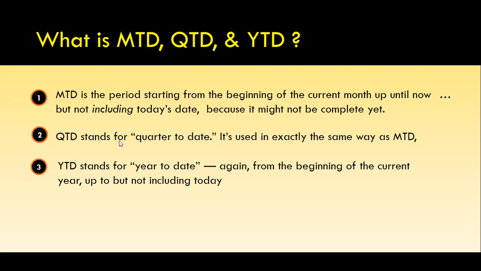And quarter to date, if he asks you, this month is the beginning of the fourth quarter. So you can tell them the same thing, 1st August to, but not including, today's date. And year to date stands for, again, the same thing: the beginning of the current year up to, but not including, today. You understood, right?